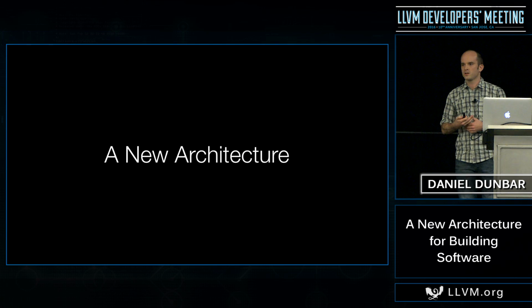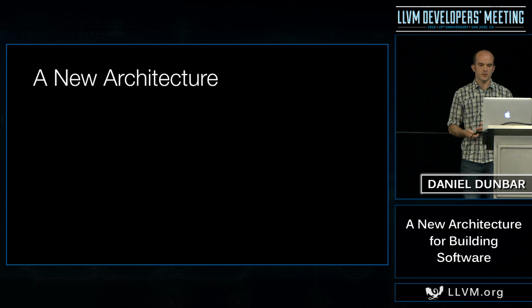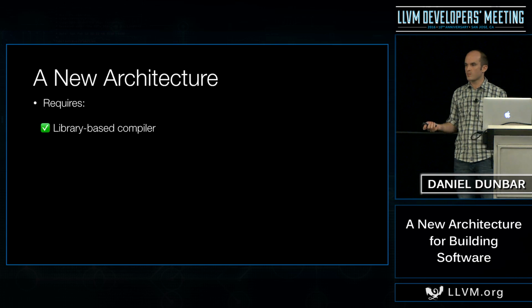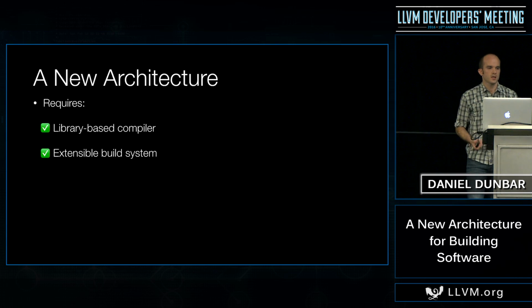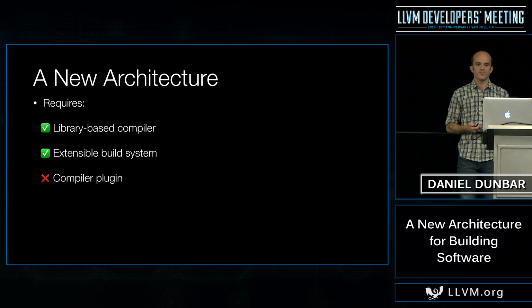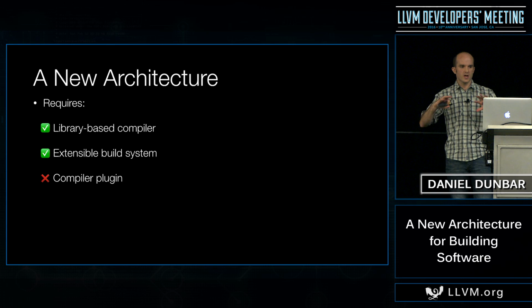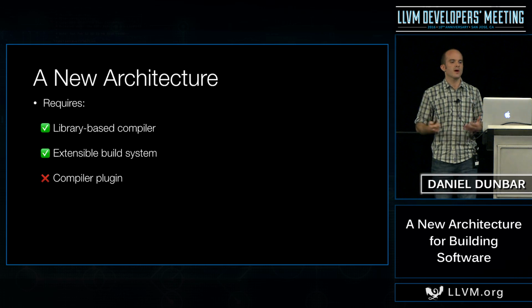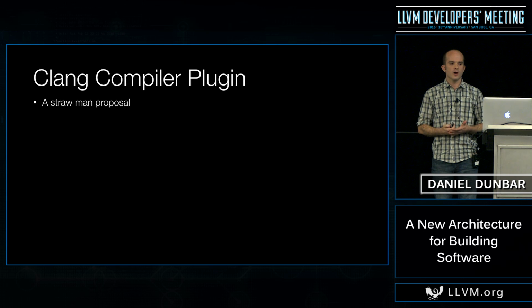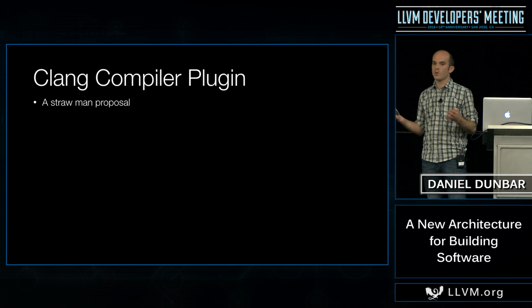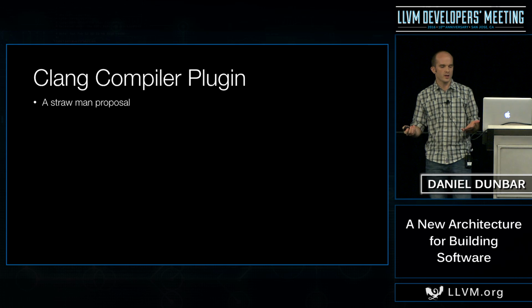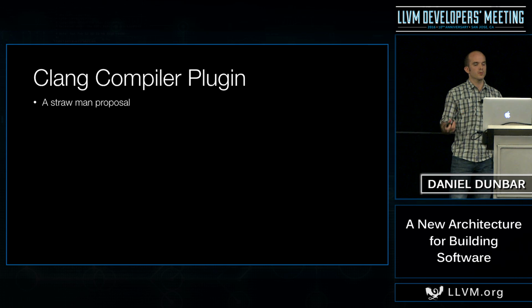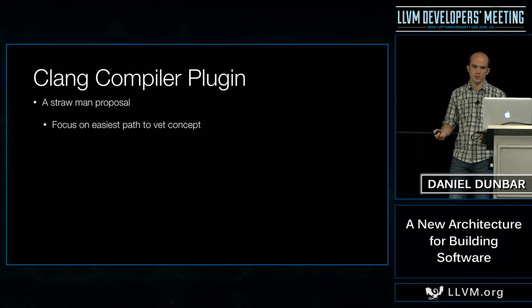The last thing I want to get to is this idea of a new architecture. I mentioned we need a library-based compiler. We already have one in Clang. With LLbuild, we have the beginnings of some kind of an extensible build system. And the last thing that we need to try and take advantage of getting performance improvements the way I mentioned is this compiler plugin. So I wanted to walk through a very simple straw man for what this could look like. I don't actively work on Clang, and so this isn't really intended to be a real proposal, but it's an idea around how we could do it.